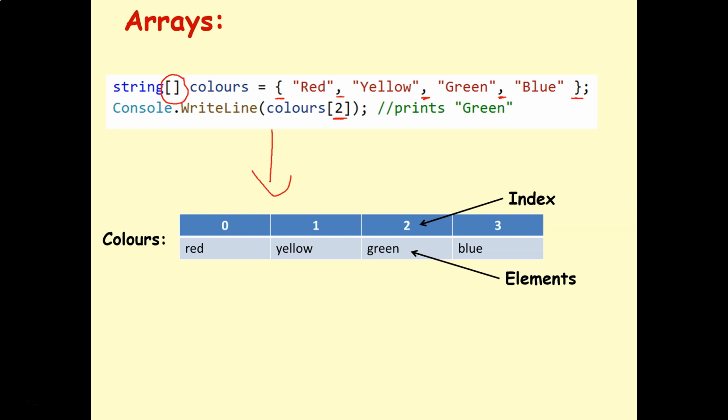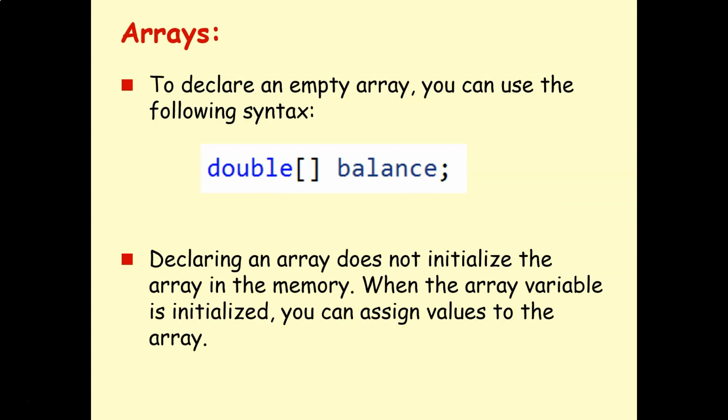So if you look down here, we can see that colors is an array. Red is index position 0. Computers start counting at 0. Yellow is 1, green is 2, and blue is 3. So when we said colors 2 at the top here, that would print out green because that is the second index value. If we want to declare an empty array, we can use the following syntax.